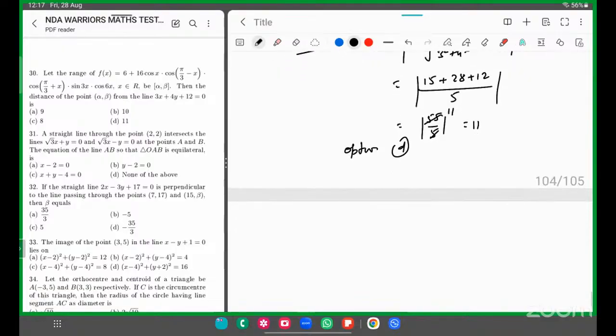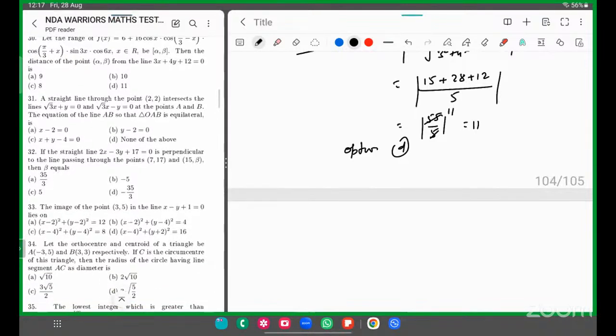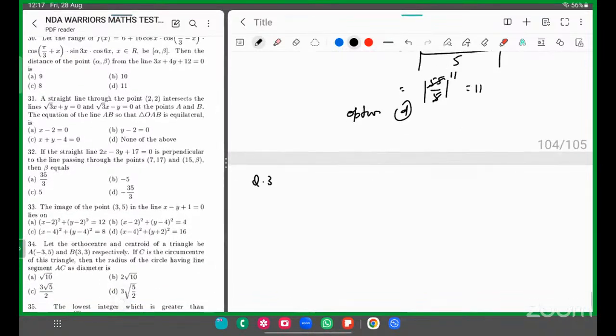Moving to the next question, 31. A straight line through the point (2, 2) intersects the two given lines at points A and B. The equation of the line AB so that triangle OAB is an equilateral triangle is what?